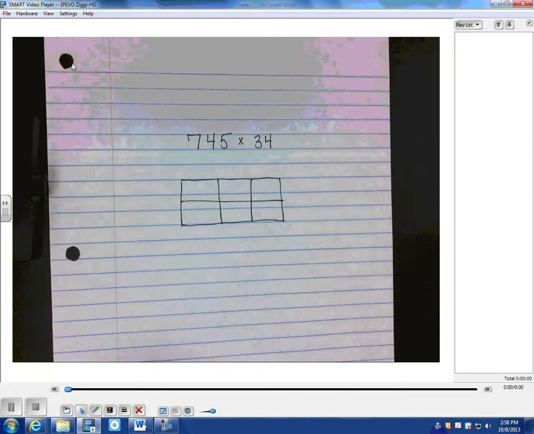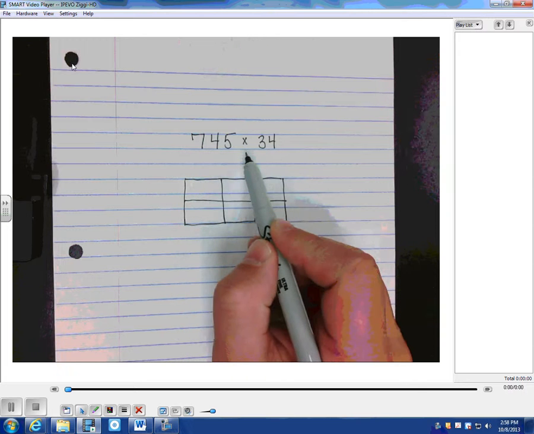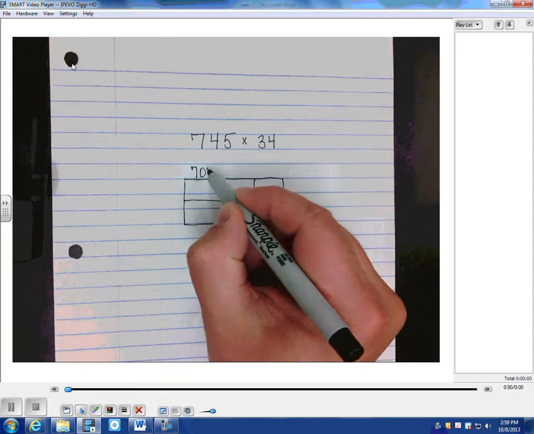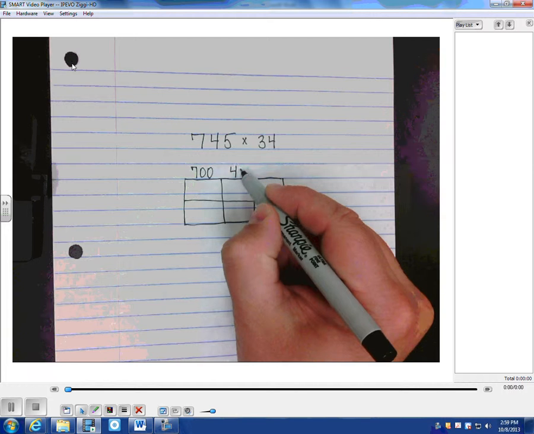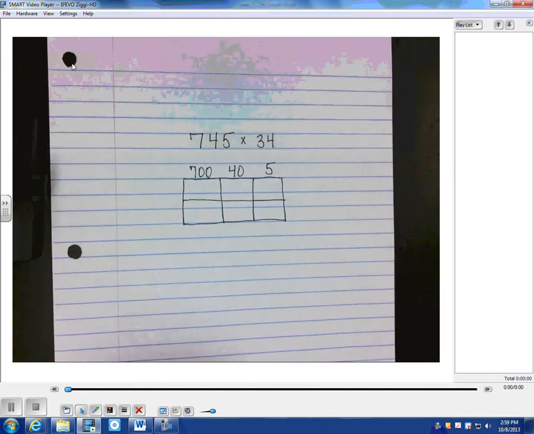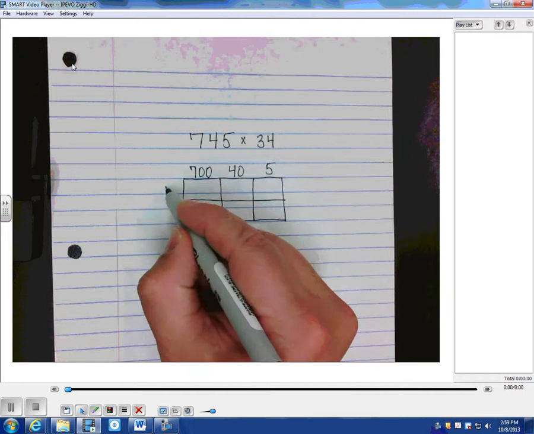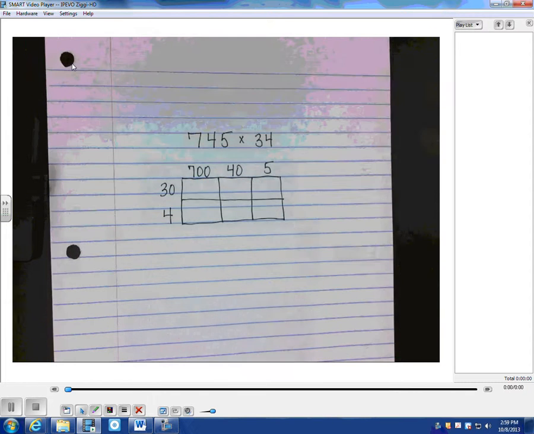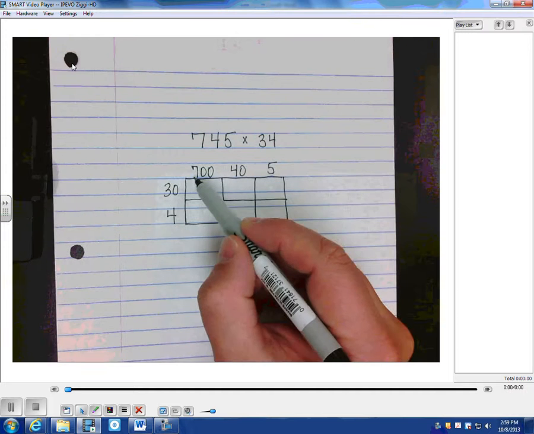Okay. And now I'm going to write 745 in expanded form. So it's 700 plus 40 plus 5. Okay. Now on this side, I'm going to do 34 in expanded form. So I'll do 30 and 4. Okay. Once we have it set up, I'm going to start with the 30 and the 700.